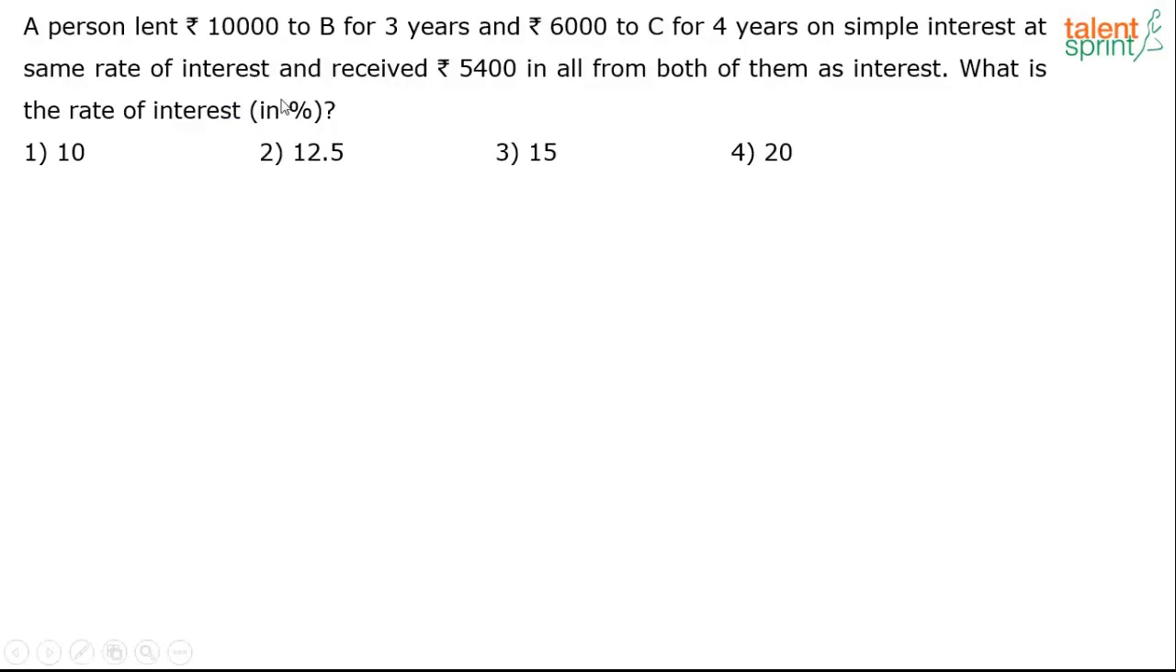So I'll leave you with this for about 45 seconds, which is more than enough. Your clock starts now. You have to find out the rate of interest. What will be the rate of interest when you give 10,000 for 3 years and 6,000 for 4 years on simple interest at the same rate? The total interest that you have received from both the schemes together is 5,400. Got it? Okay, 10% is what I see as the most common response here.